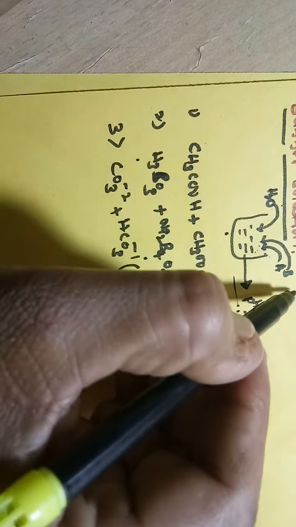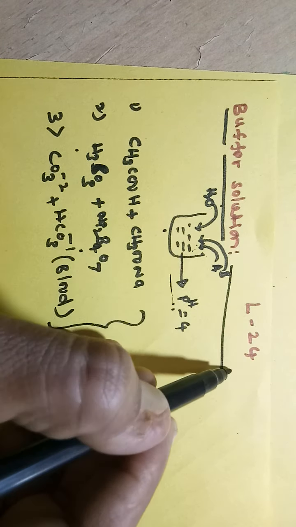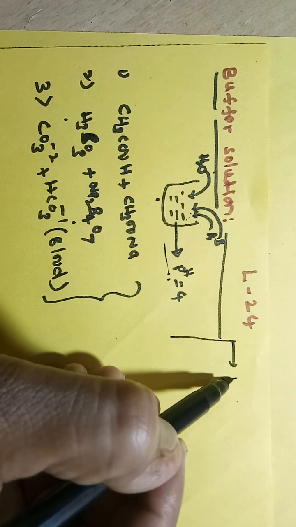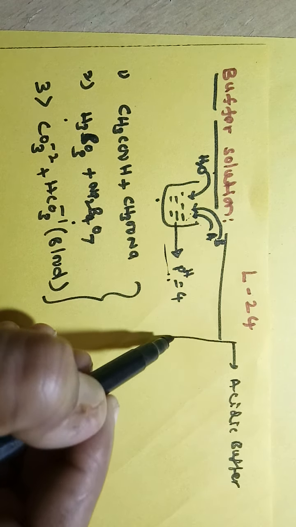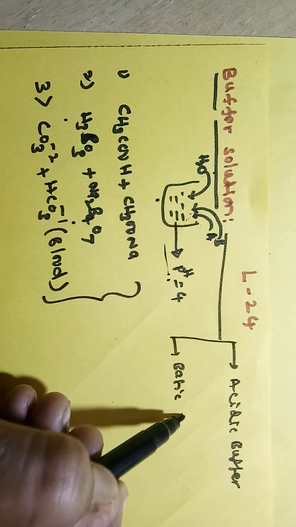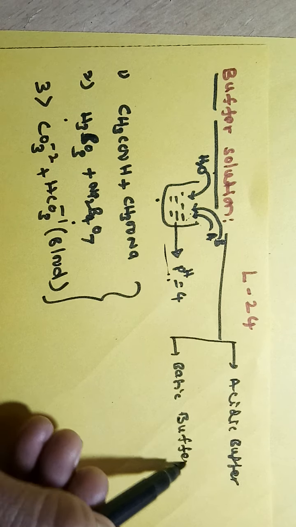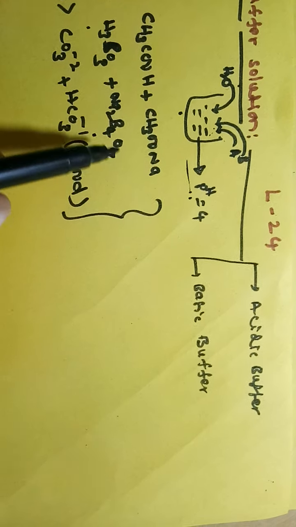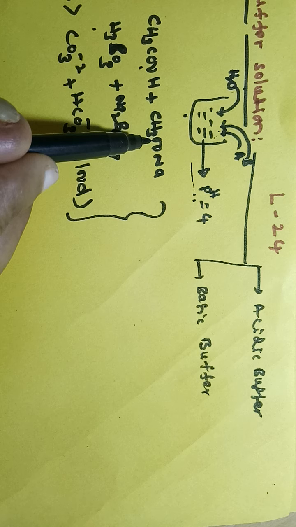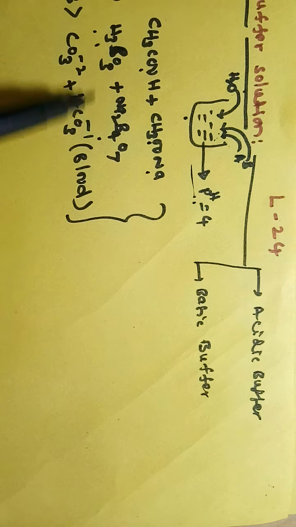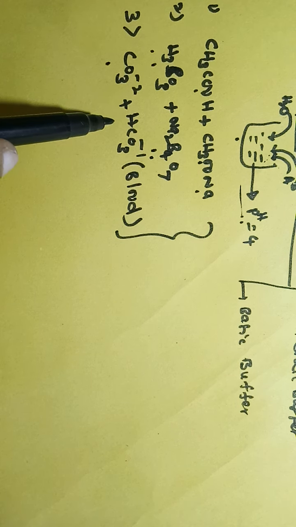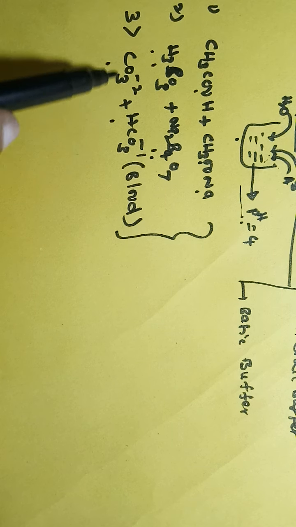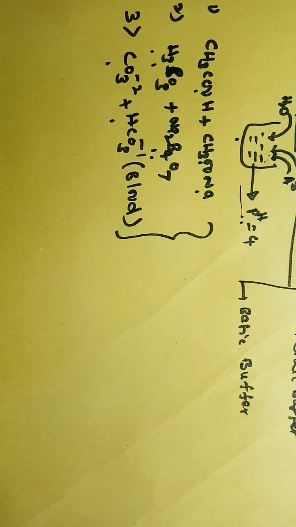That means buffer solutions are divided into two types: acidic buffer solution and basic buffer solution. Acidic buffer solution means the weak acid and salt of this weak acid with a strong base. So these are the acidic buffer solutions.